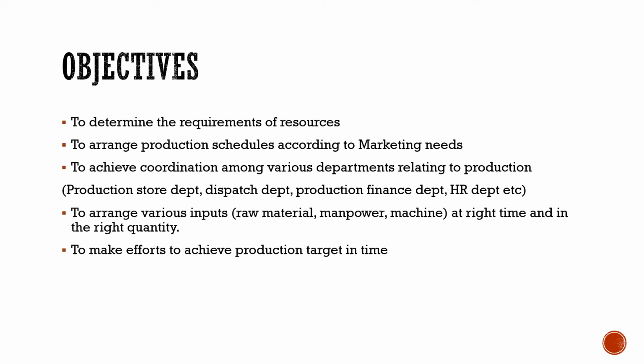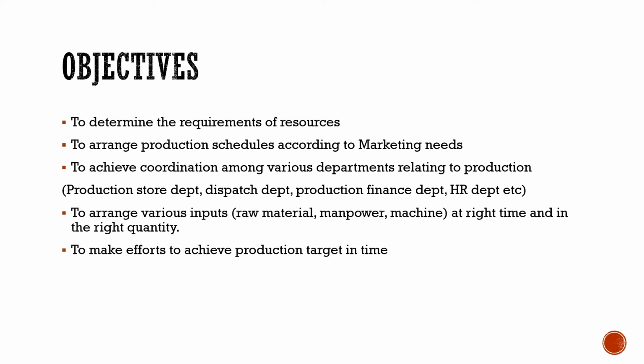Now you have to schedule your production, you have to arrange your priority of work in the production system or in the operations according to the market needs. What is the demand, what is the supply, etc. These concepts are to be considered while planning. Another objective is to achieve coordination among the various production related departments, like store department, dispatch department, finance department, or HR department.